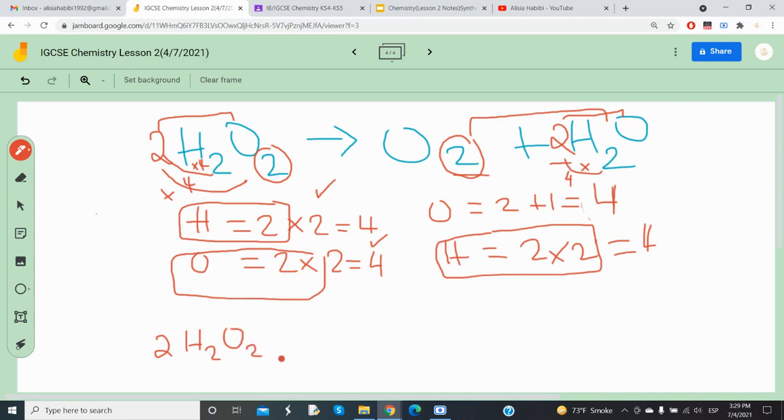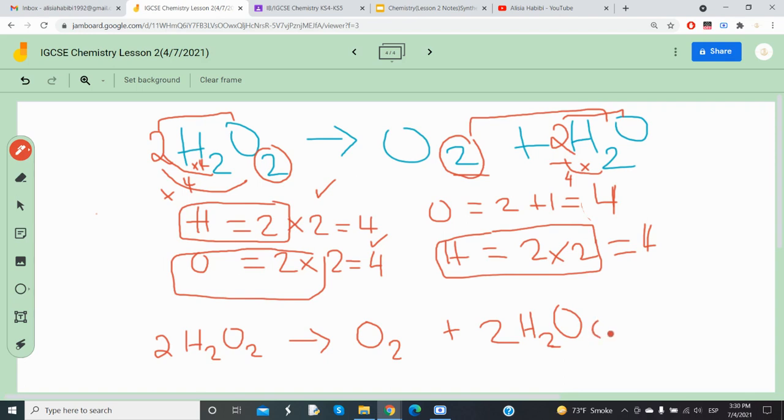So that's your hydrogen peroxide, and that will decompose into 2 atoms of oxygen here. And we get our 2 molecules of water, or you could say 4 atoms of hydrogen as well, and then 2 atoms of oxygen. So this is going to be the final product, guys. This is an example of a decomposition reaction.